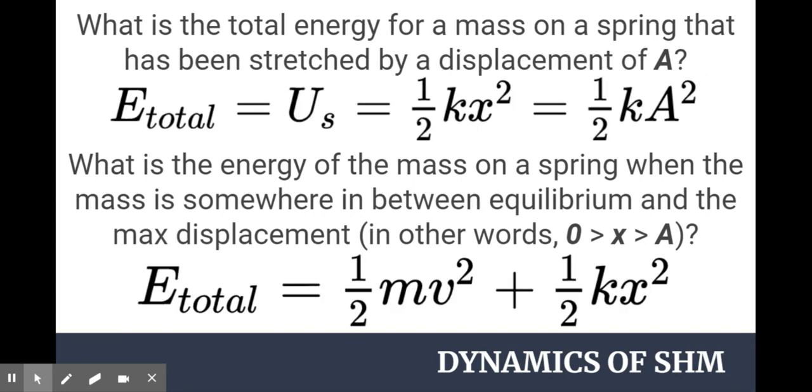Well, at maximum displacement, 100% of our energy is elastic potential energy. So instead of using an X in our equation, we just replace that with an A. Now, if it's between equilibrium and maximum displacement, it's part elastic potential energy, and it's also part kinetic energy. So our total energy equals the sum of these two energies.